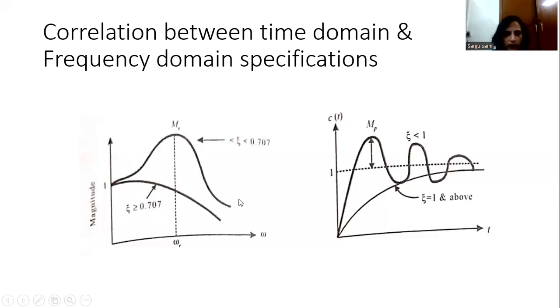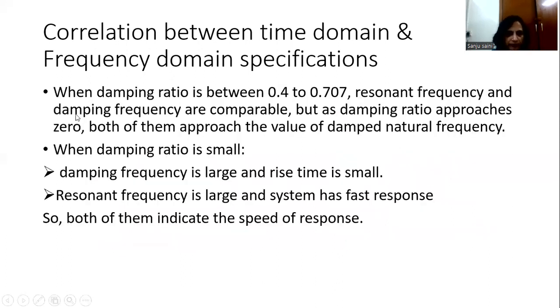So both of them are correlated to each other. When the damping ratio is between 0.4 and 0.707, the resonant frequency and the damping frequency are comparable. But as the damping ratio approaches 0, both of them approach the value of the damped natural frequency. And when the damping ratio is small, the damping frequency is large and rise time is small.